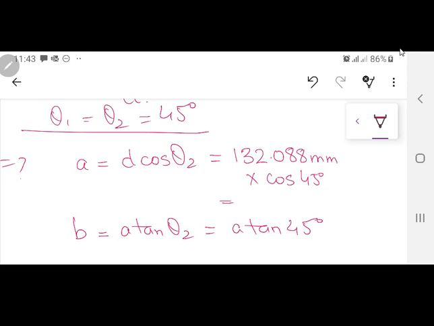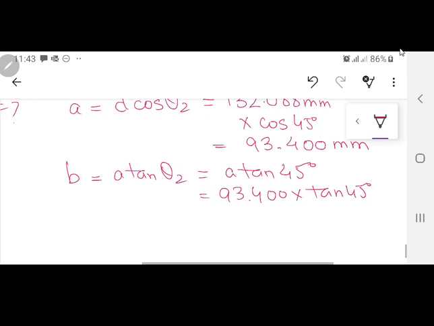A अभी निकलेगा यहाँ से. हाँ जी, क्या वैल्यू है? 93.400 mm, and multiply this 93.400 multiplied by tan 45. 93.4. अच्छा वो, हाँ वो तो सिंपल, ठीक है. 93.4. So you have your A and B.